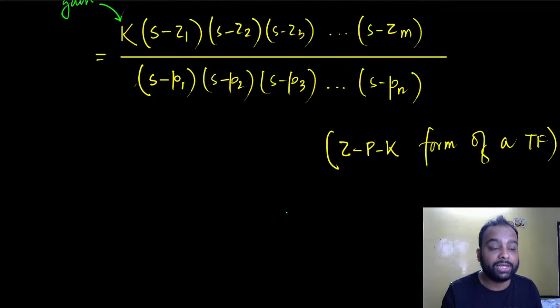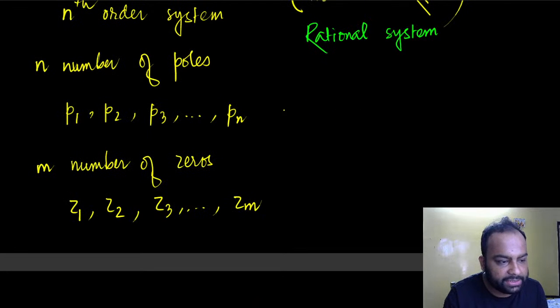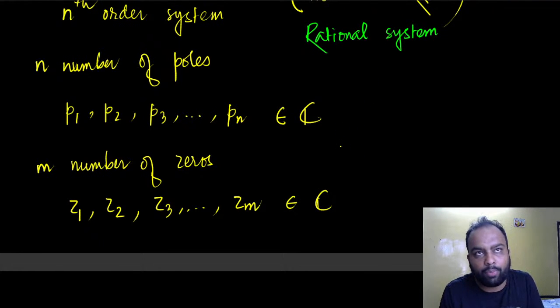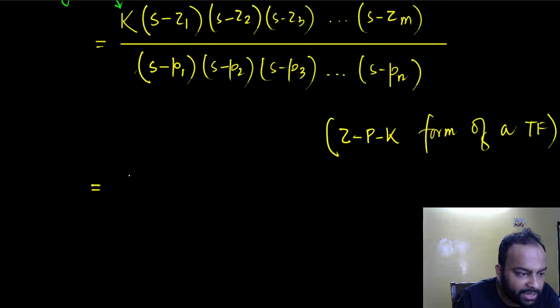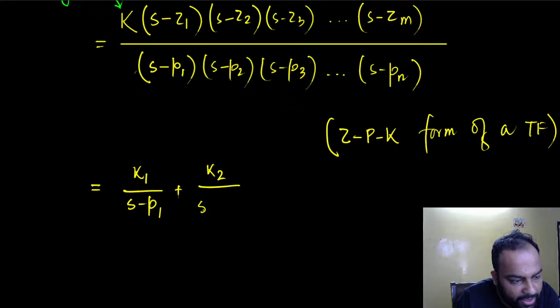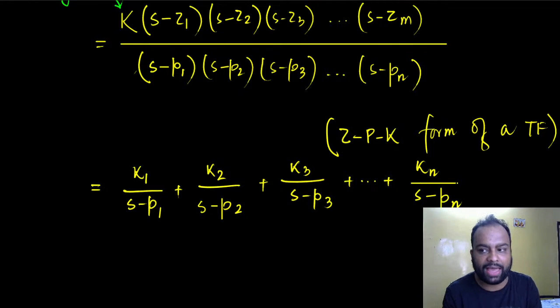And once we have this, we can always do a partial fraction expansion on this. So what would the partial fraction expansion look like? Just one more thing, I am saying that all these quantities belong to the set of complex numbers. So it could be real poles or zeros, complex poles and zeros. I do not care right now. But I can expand this in terms of partial fractions. The partial fraction expansion is: some factor divided by s minus p1, plus some factor divided by s minus p2, plus some factor divided by s minus p3, and so on, and then some factor divided by s minus pn. So that's the partial fraction expansion, which is perfectly valid.